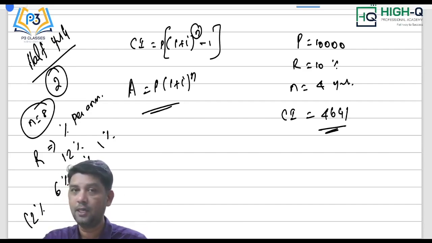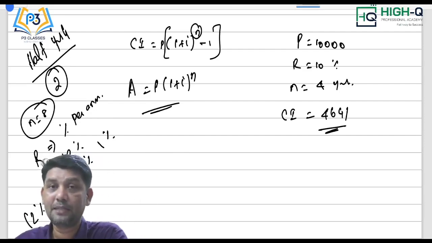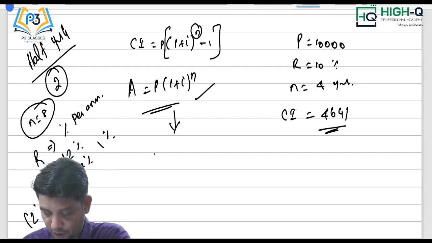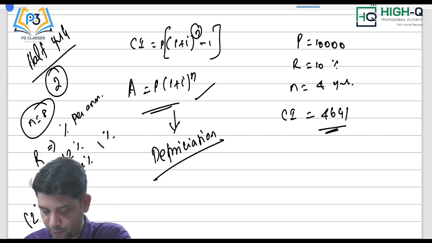So here, this is not like simple interest. Here, n stands for not the number of years. N stands for the number of times interest is calculated. Okay, in this we have got depreciation also. Okay, sir, if depreciation comes, what will you do, sir? Amount is equal to P into (1 minus I) whole power n.